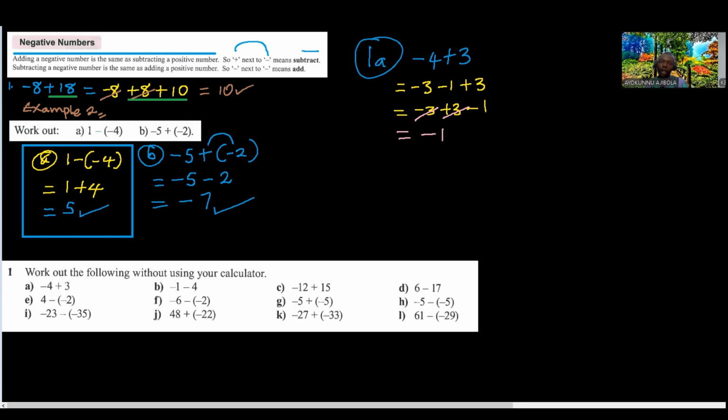So that means you can still show a kind of working to show how you arrive, to be sure that you truly did not use a calculator. Is that clear? Because the instruction says work out the following without using your calculator.